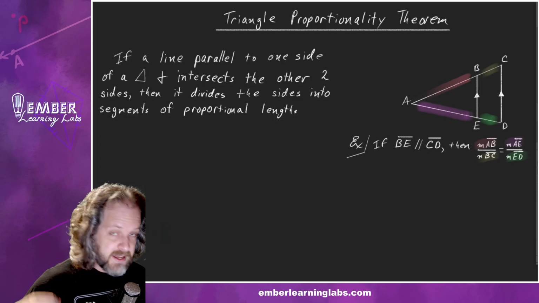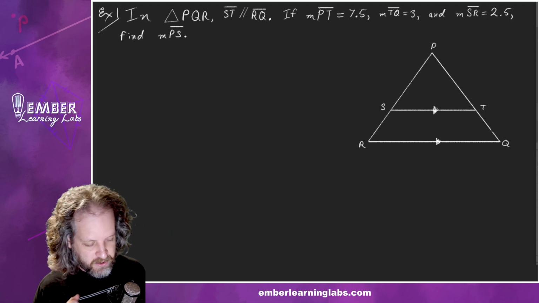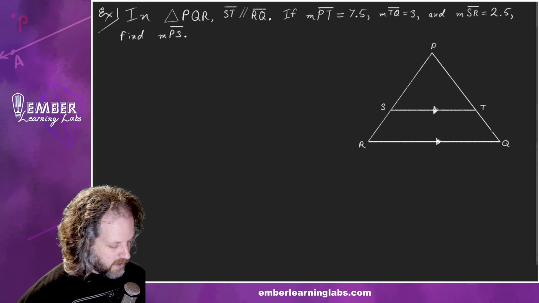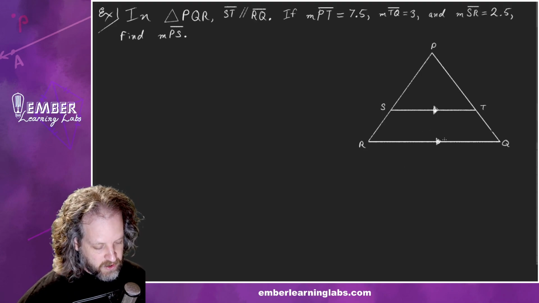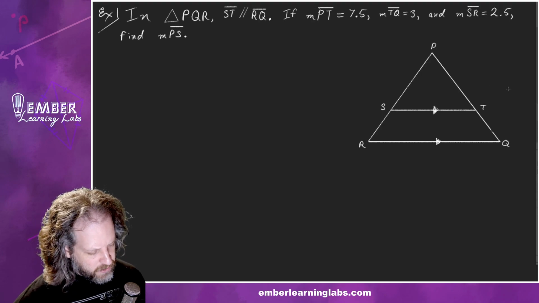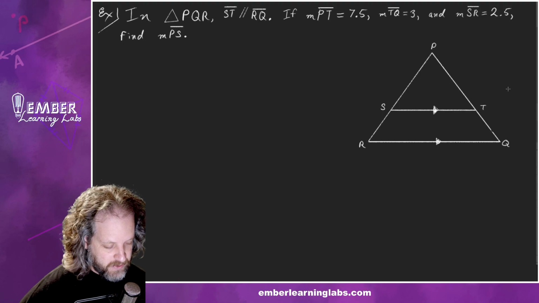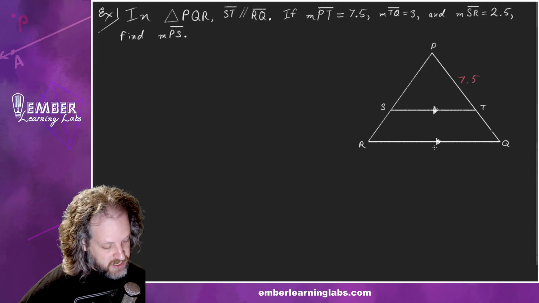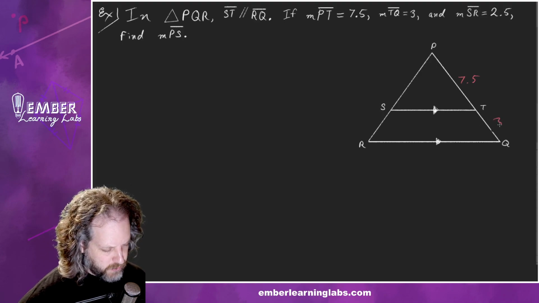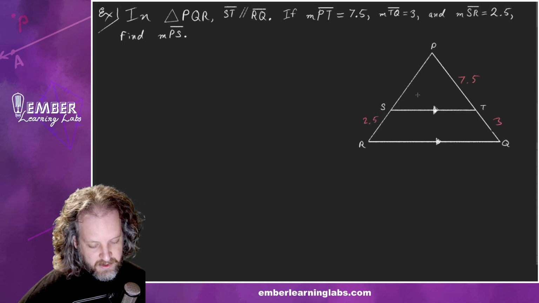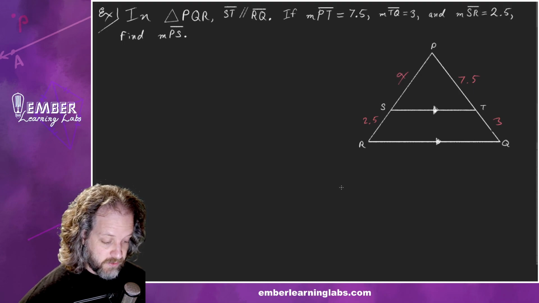Let's do an example to cement this in our brain a little bit, put a little concreteness on it. In triangle PQR, so this bigger triangle, ST is parallel to RQ. It's also explicitly written right here, right? Easy peasy. The measure of PT equals 7.5. So I'm going to label as I go. It's just going to be more efficient that way. So PT is 7.5. And the measure of TQ, so that's this guy on that same side, is 3. And SR, so that's this one, is 2.5. The measure of PS equals, we don't know, right?